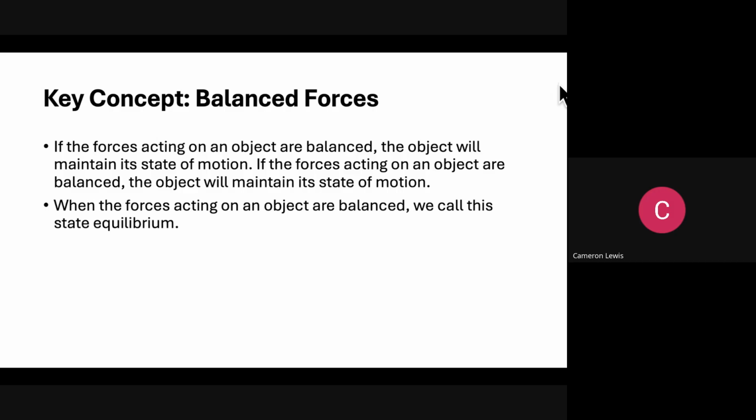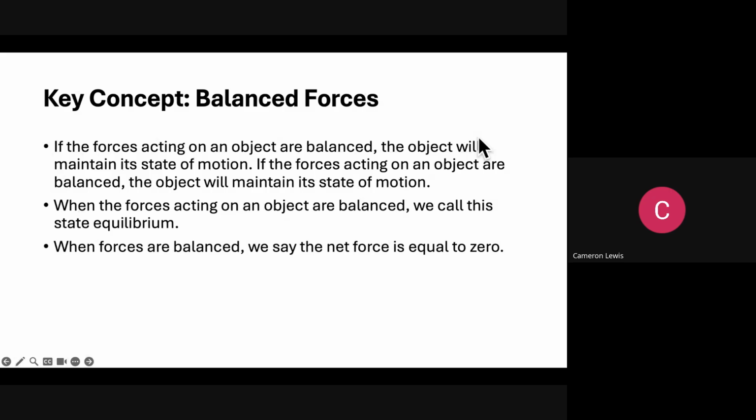When the forces acting on the object are balanced, we call this state equilibrium. So right now you could say this is an equilibrium. We're all at equilibrium because we're just maintaining our state of motion. Until somebody like Peter, he just got up, right? And just walked away. Now he's changing his motion. Now all of us right now are at rest.